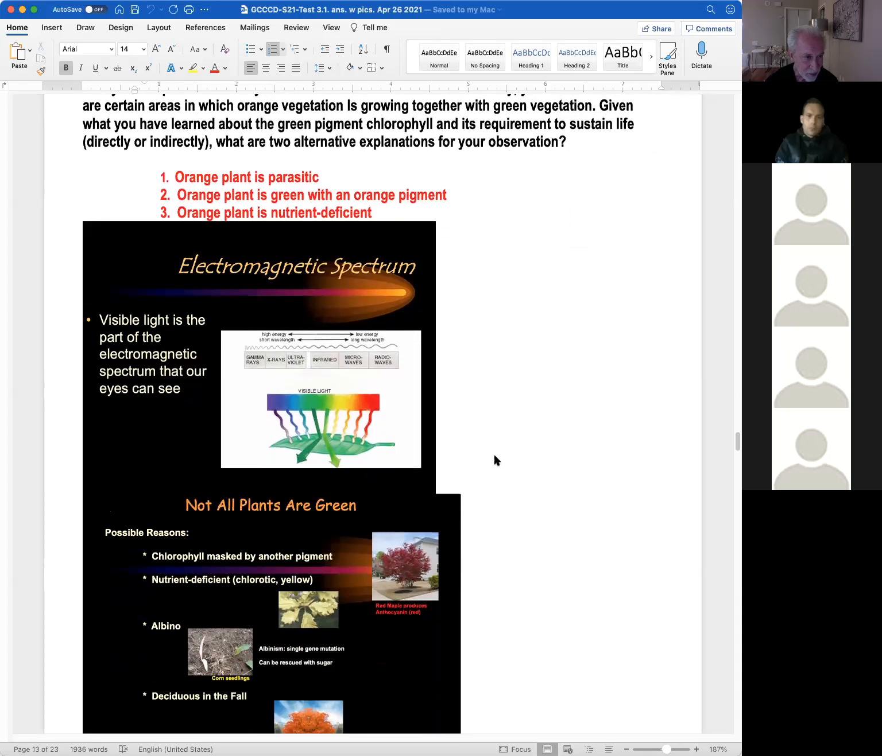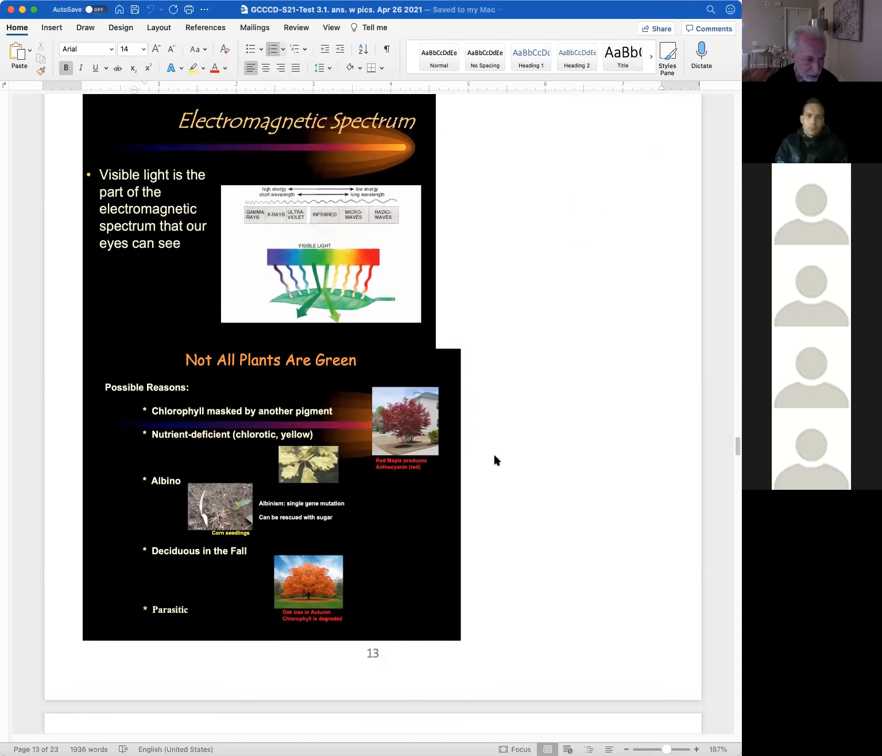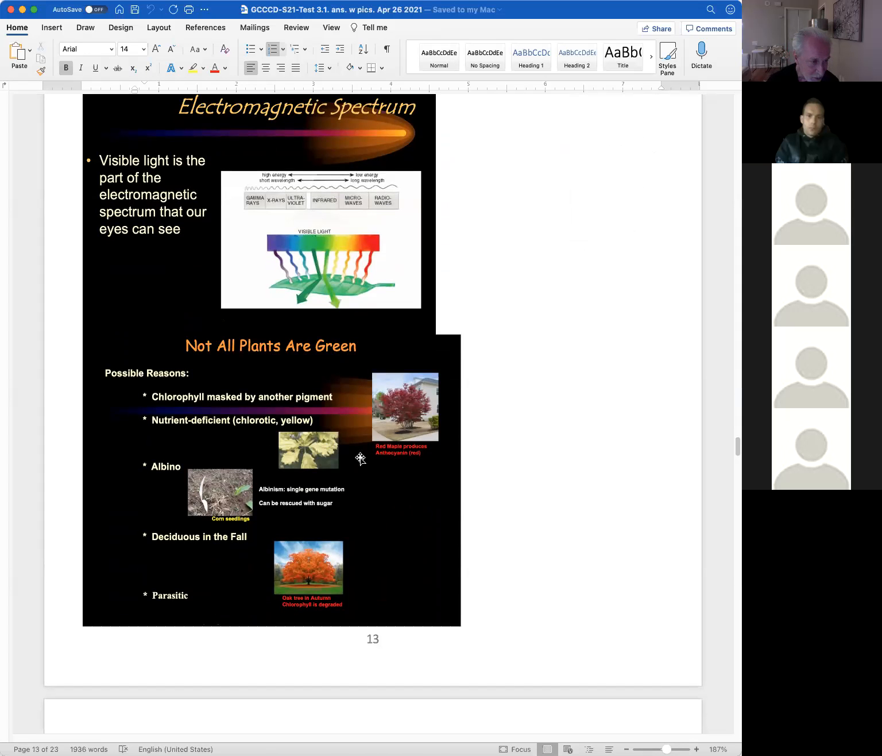addition to chlorophyll, it makes an orange pigment. It could be that for this particular plant, the soil is very poor, and so it's nutrient deficient and it turned yellow. Some people said it might be an albino. I didn't accept that for the following reason.